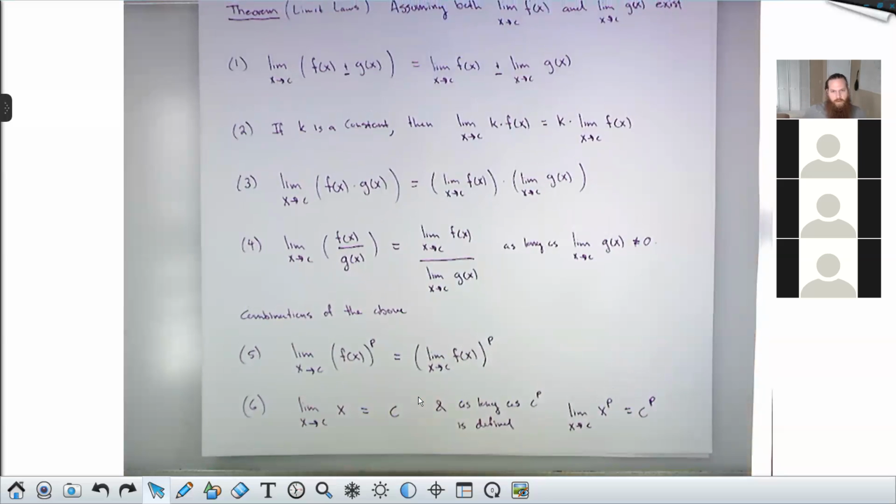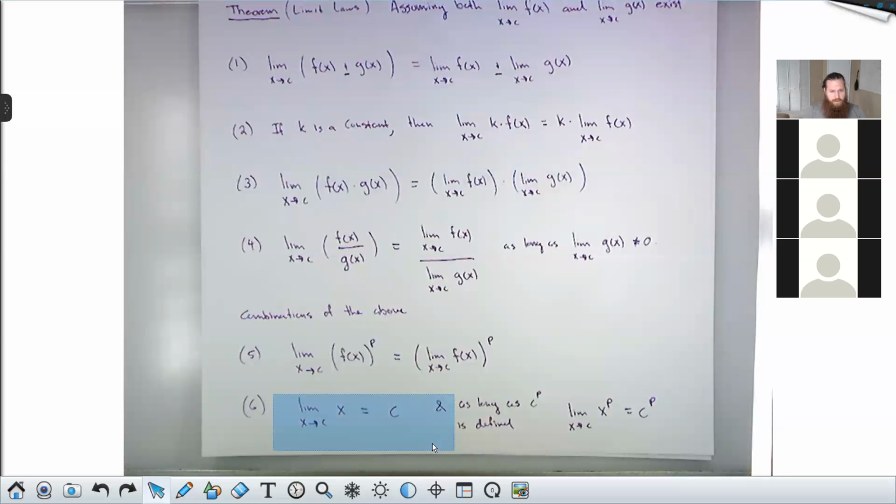So believe it or not, the items down below are consequences of the 4 items above, but I'm not going to go through the details to prove those. If you wanted to prove 5, you would take number 3 here, where f of x and g of x are the same function. If f and g are the same, then this would say f of x times f of x, which is f of x squared. And this limit would say that the limit of f of x squared is the same as the limit of f of x times the limit of f of x, which is the square of the limit of f of x. And then you use what's called mathematical induction to extend from powers being 1 and 2 to 3, 4, 5, 6, and anything else.